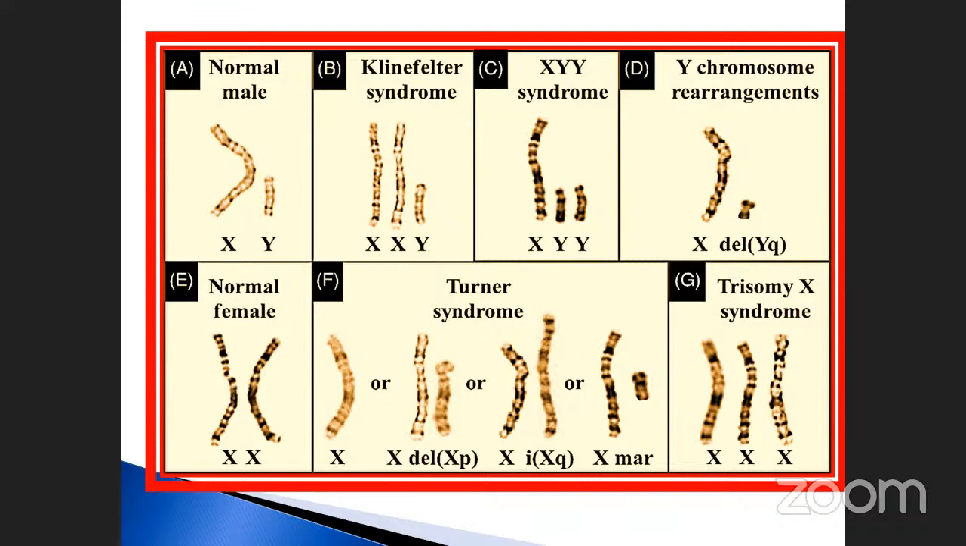The same is also mentioned in the female. See here, the normal female is XX. Turner syndrome. Turner syndrome means, note it down, my dear students. Here X is deleted, XY, X, this is also Xq, X more. These are the Turner syndrome. Trisomic X syndrome. X means, see here, all three are X. What is the meaning? Feminine characters will be very high in nature in this category. So these are the other things also given.